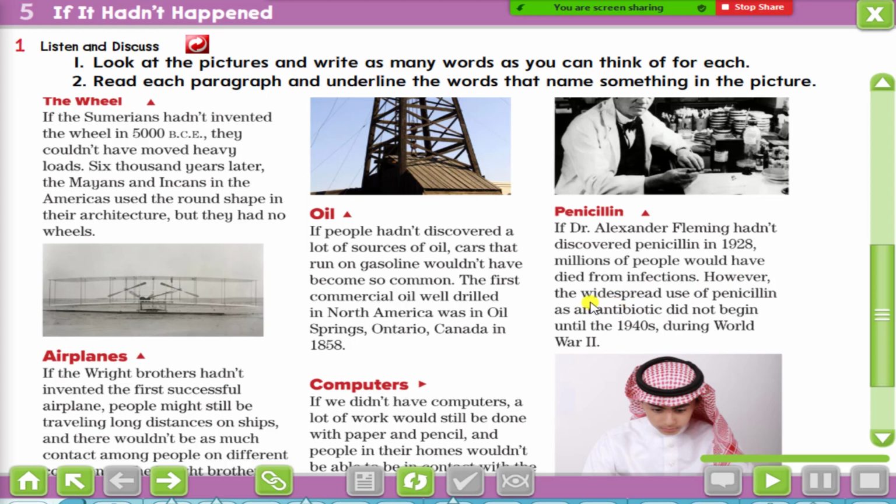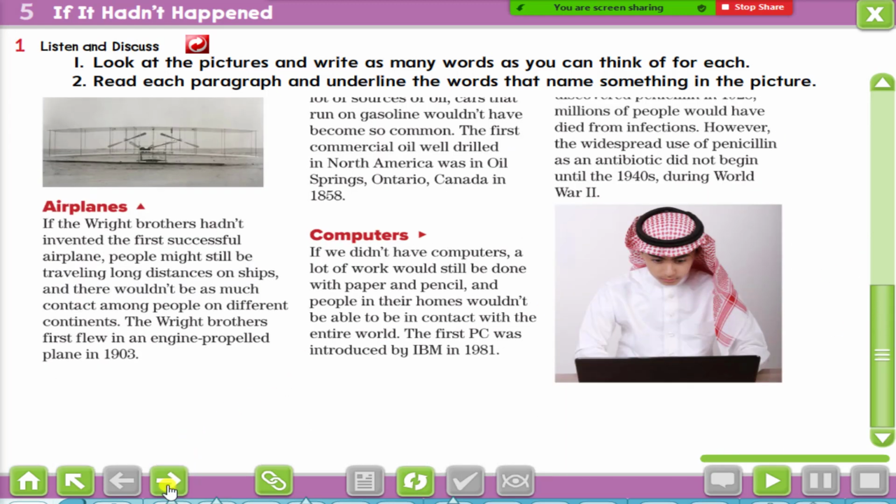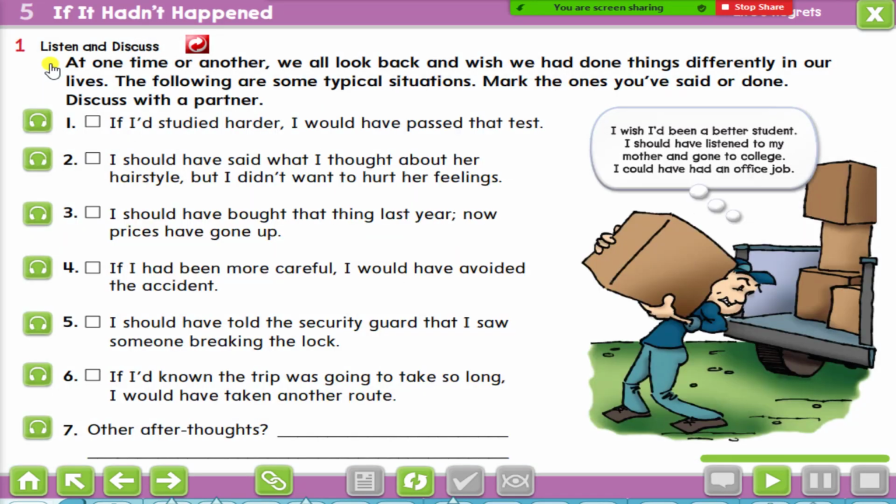However, the widespread use of penicillin as an antibiotic did not begin until 1941, during World War II. Okay, thank you, Ayman. So penicillin is a discovery, not an invention. Okay, so here we use the word discovered, from discovery. Okay, thank you guys. Now let's listen to these sentences.